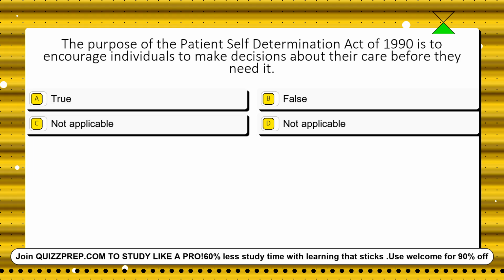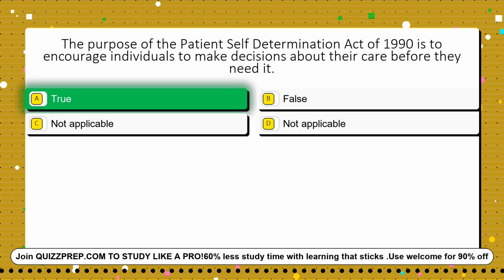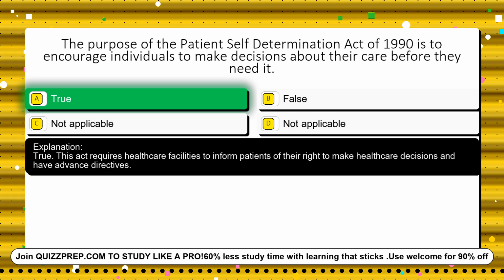Question 75. The purpose of the Patient Self-Determination Act of 1990 is to encourage individuals to make decisions about their care before they need it. Option A, true. Option B, false. Option C, not applicable. Option D, not applicable. The correct answer is option A, true. This act requires healthcare facilities to inform patients of their right to make healthcare decisions and have advance directives.